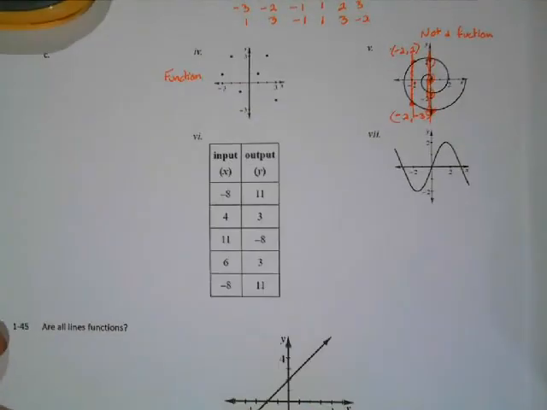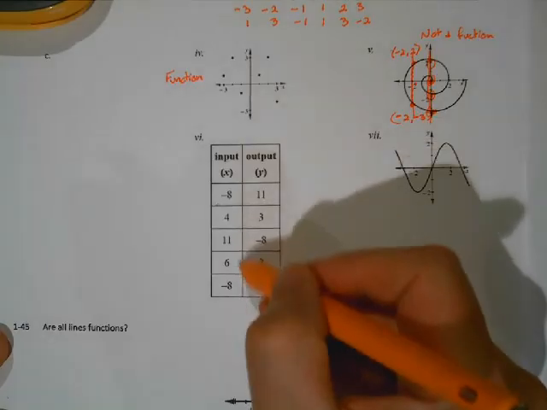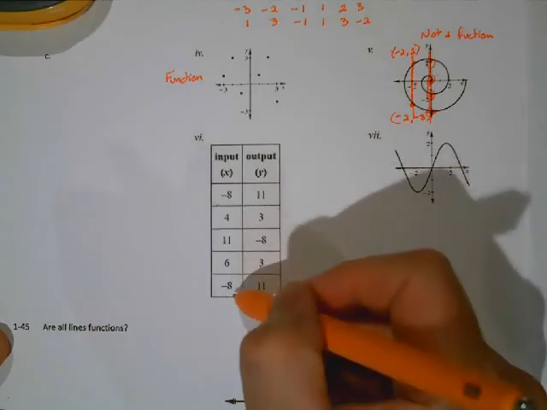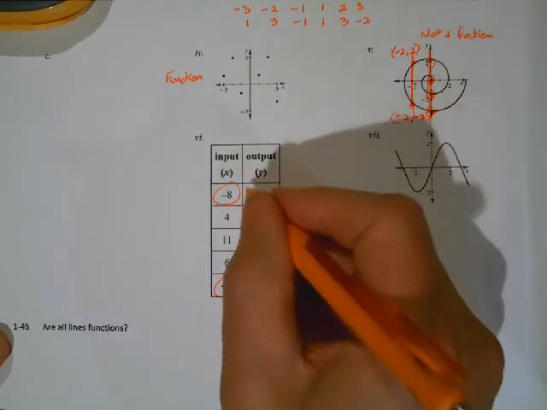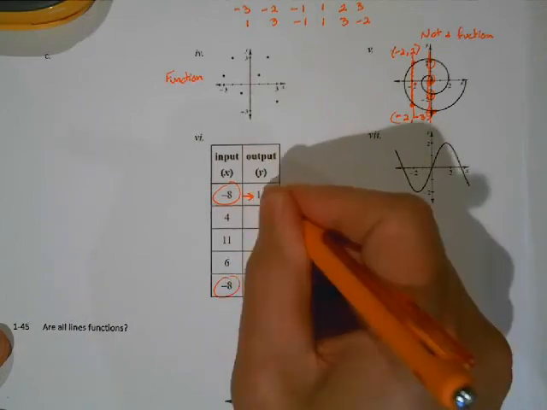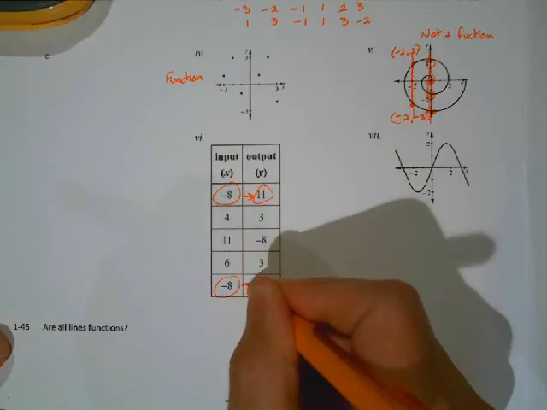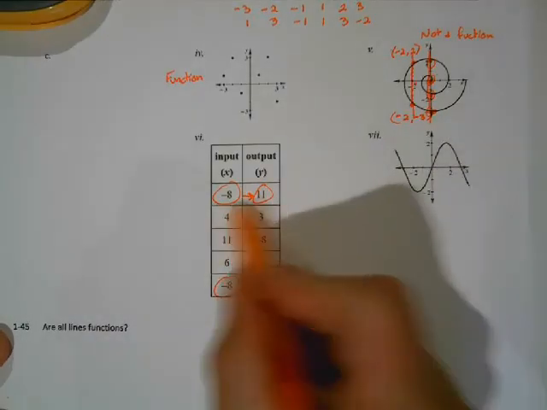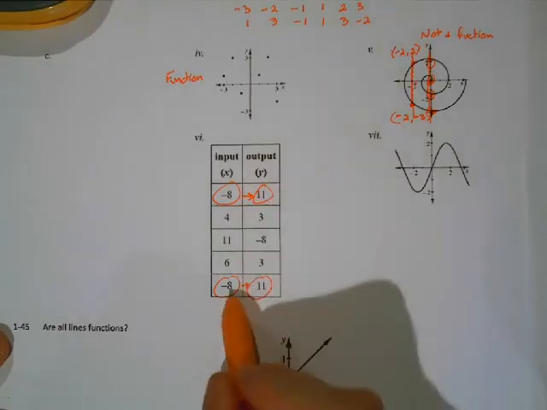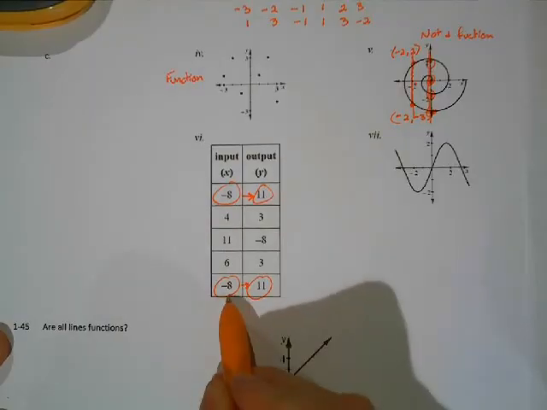Okay, here we got a table. So back to the tables. We want to look over here to see if there are any of these that are the same, and there are. Negative 8, negative 8, but look at these. Negative 8, 11, negative 8, 11. That's okay. We're getting the same exact output. So negative 8 is giving us 11 here, and negative 8 is still giving us 11. That's consistent. That's predictable. It's giving us the same answer for the same input.